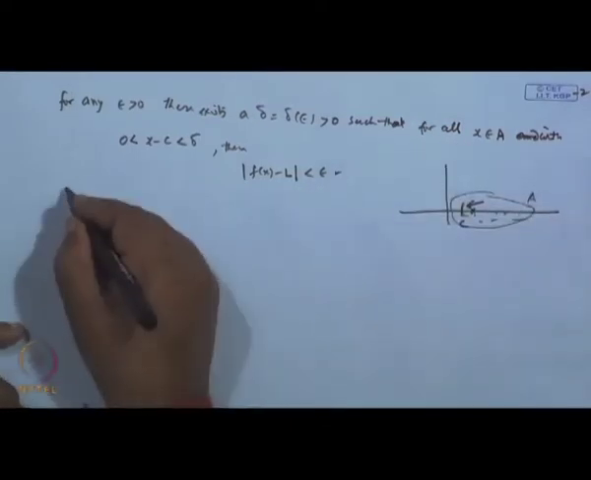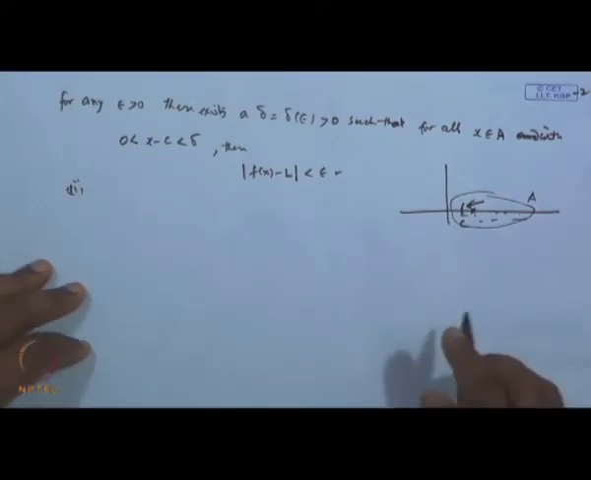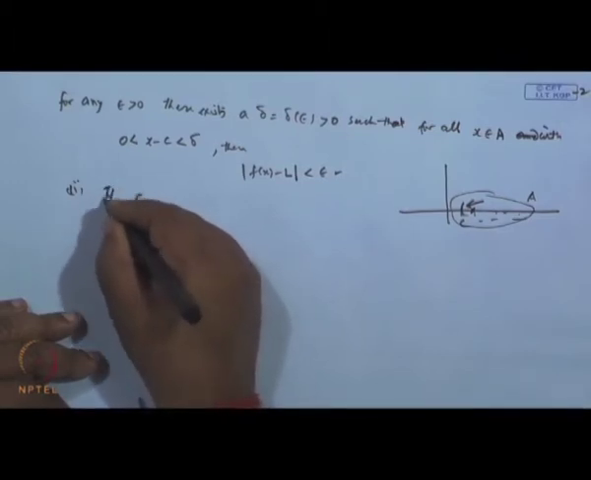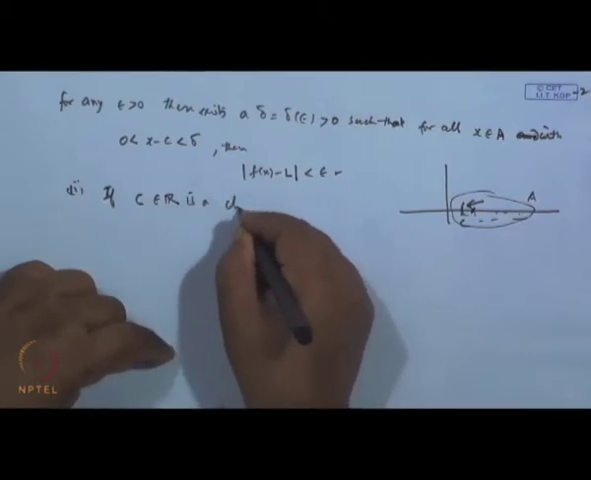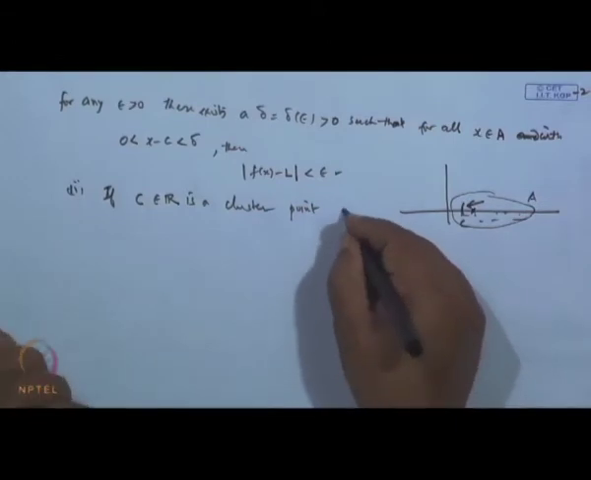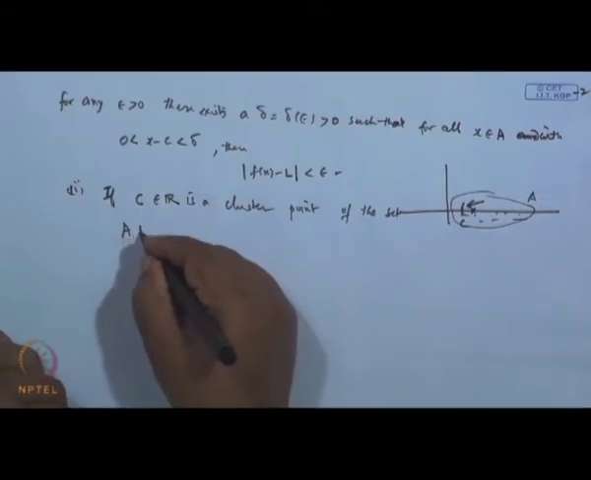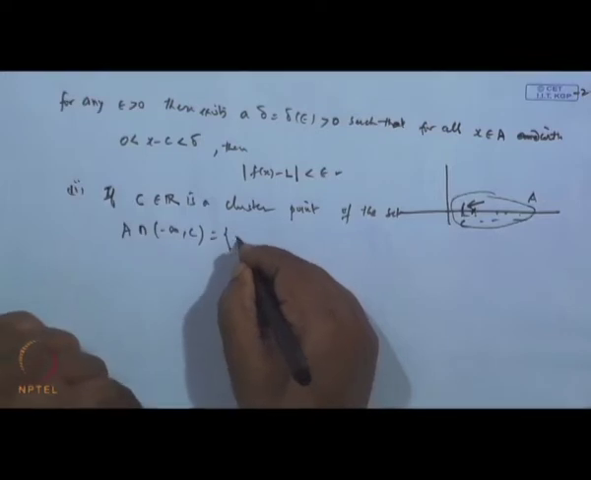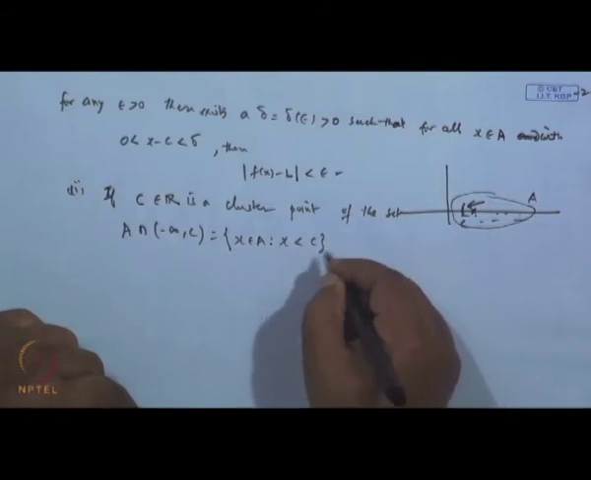Okay. Then second, we define: if c is a point in R, and c is a cluster point of the set A intersection (minus infinity, c). It means this is the set of those points x belonging to A where x is strictly less than c.